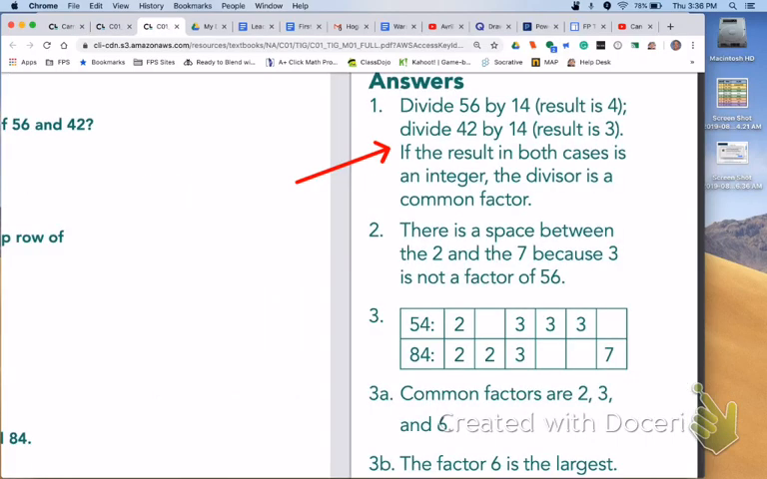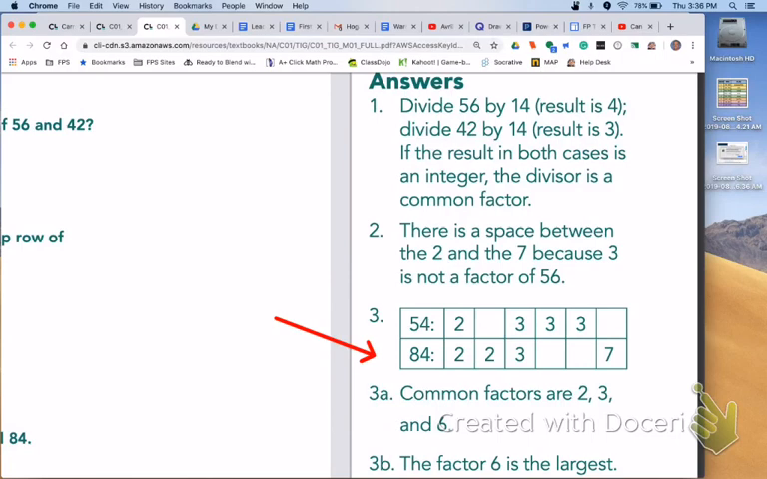For number 1, if you divide 56 by 14, your result is 4. If you divide 42 by 14, your result is 3. If the result in both cases is an integer, the divisor is a common factor. For number 2, there is a space between the 2 and the 7 because 3 is not a factor of 56. And for number 3, here is an example of what your table can look like to identify common factors.